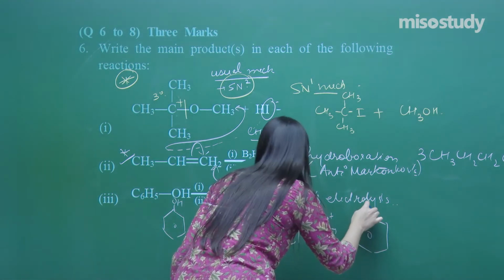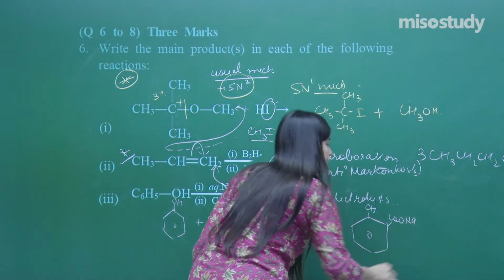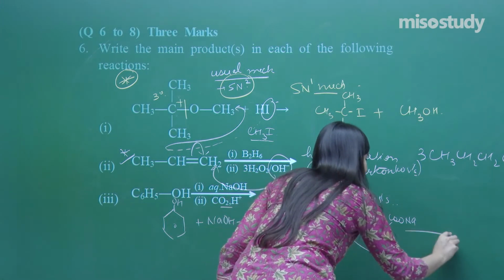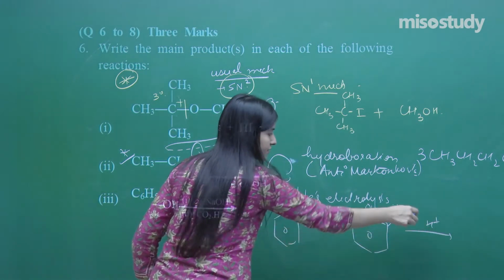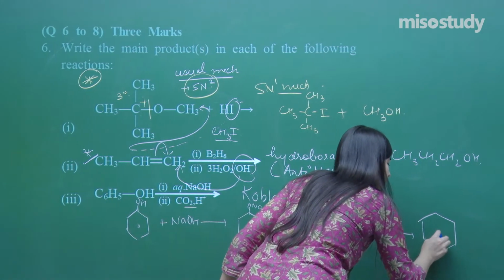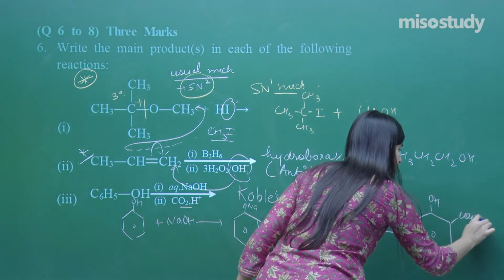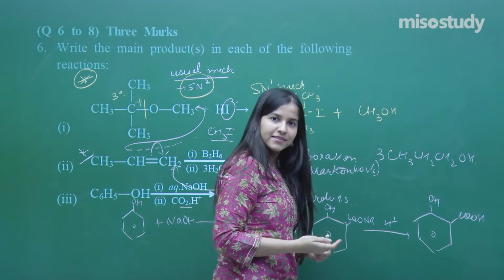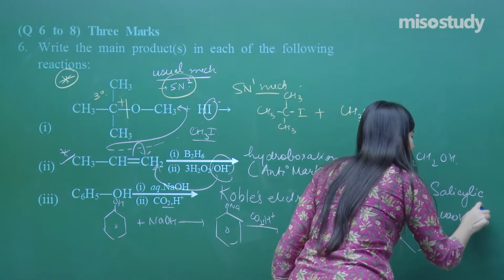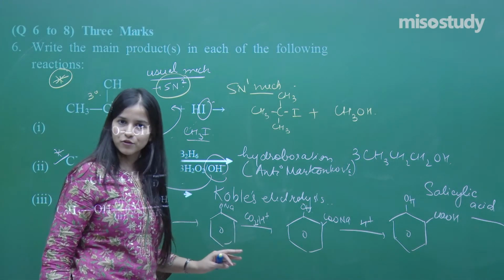And what do we get? Basically in the initial step I get OH and this sodium salicylate. Sodium salicylate, H positive comes up next. Fine, in the next step, I get OH and COOH. What is this? Salicylic acid, right? My main product. Clear about it?